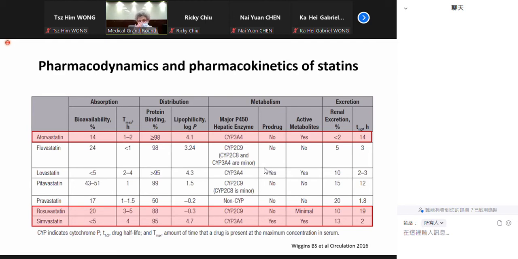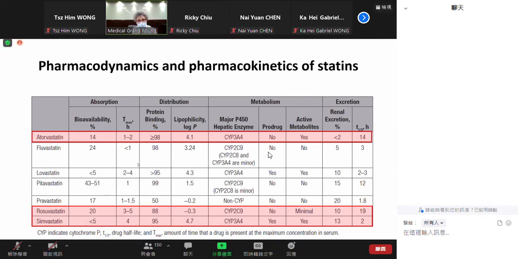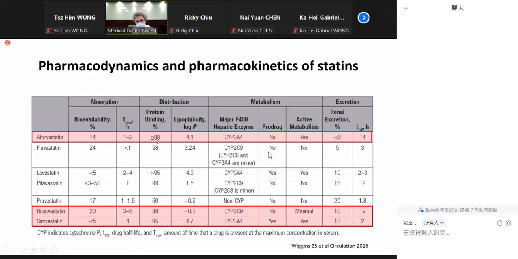Now, these are some of the key PK parameters that I hope you're familiar with: the absorption, the distribution, the metabolism, and also the excretion. Most of these drugs have bioavailabilities averaging about 20% or so, and these are the standard half-lives. And most of these keep in the circulation.